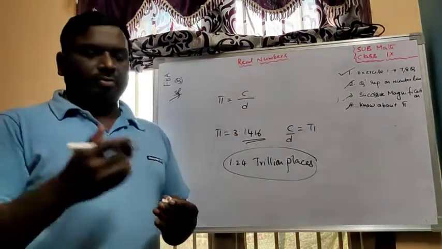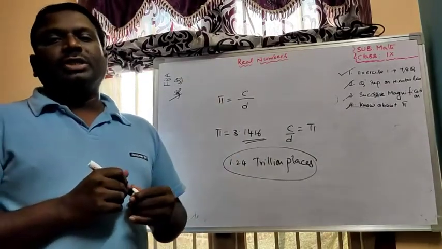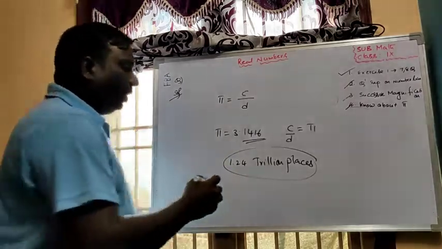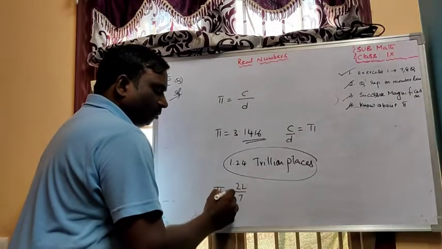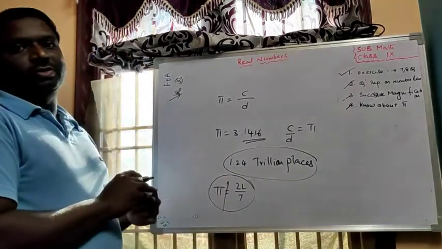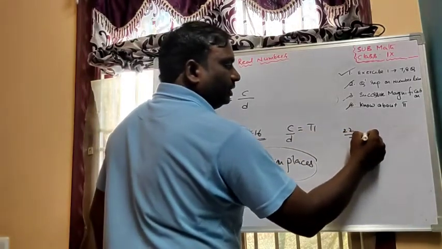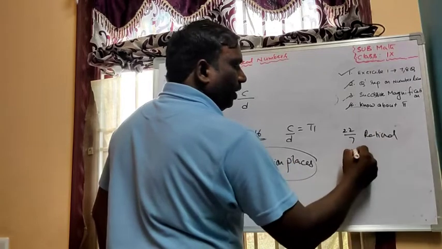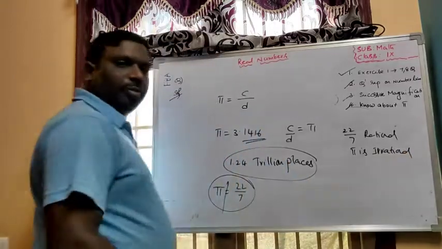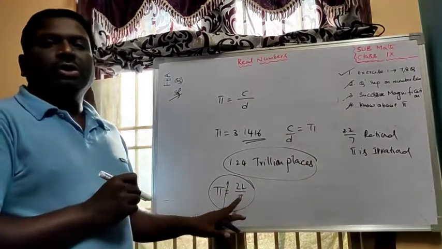Better to write what I'm saying here, as points. Next point: 22/7 is an approximate value of pi. Some of the children are saying pi equals 22/7. This is wrong. Pi is not equal to 22/7 always. 22/7 is a rational number. Pi is an irrational number. Rational is not equal to irrational. That's why pi is not equal to 22/7.